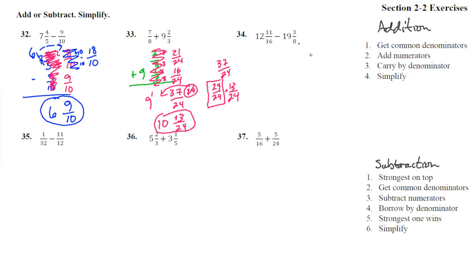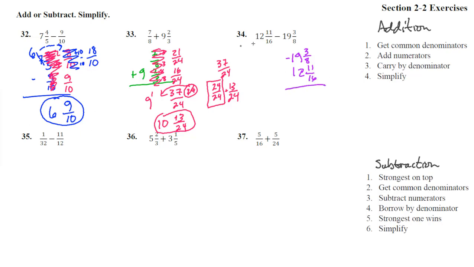Okay, let's try the next one. 12 11/16 minus 19 3/8. We're doing subtraction. We have to put the strongest on top. So we do negative 19 3/8, which is stronger than the 12. So that's a 12 11/16 right there. Good.